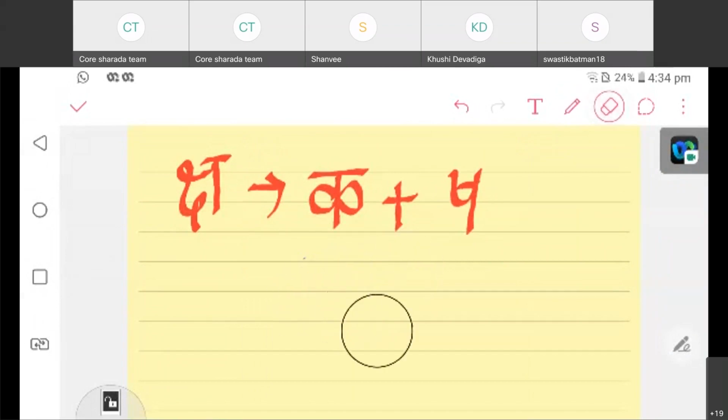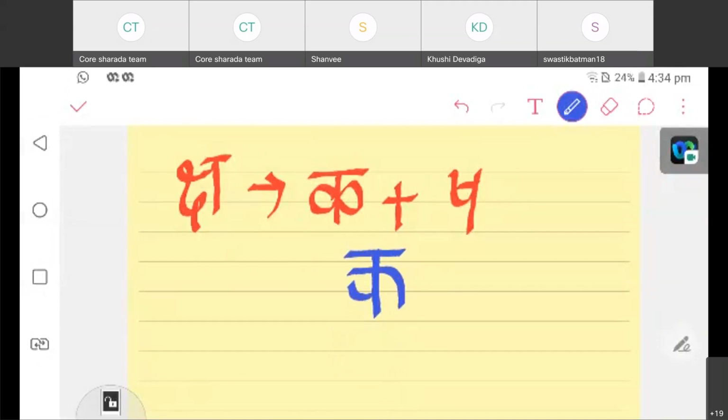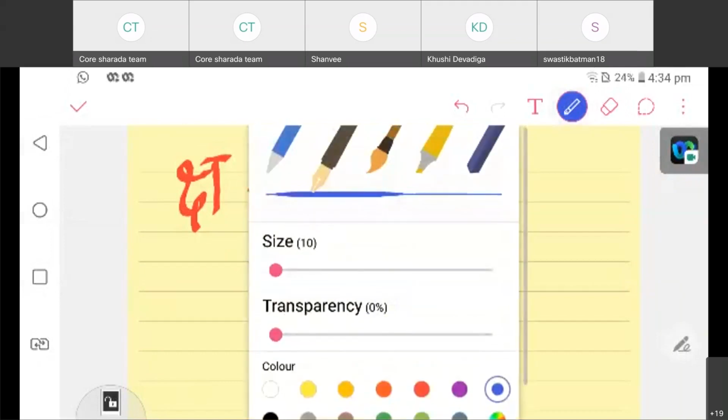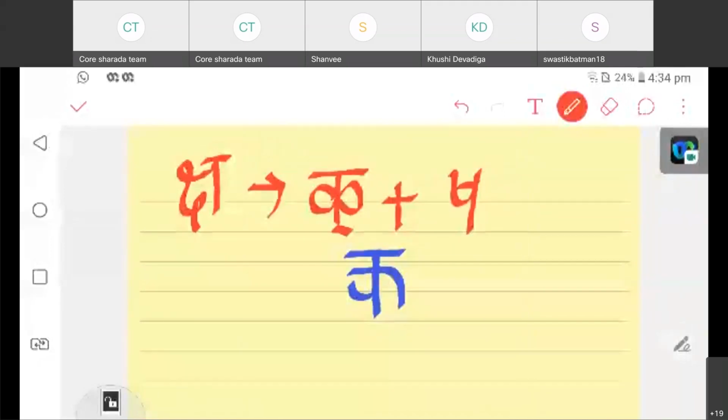I write it again. So it is in fact K plus Sh. So K, can you make it half? Make a halant in Devanagari. Okay, this is K halant plus Sh. Is it fine, Rakesh ji? Yes. Okay, this is Ksha.